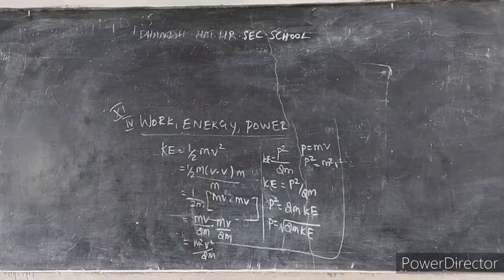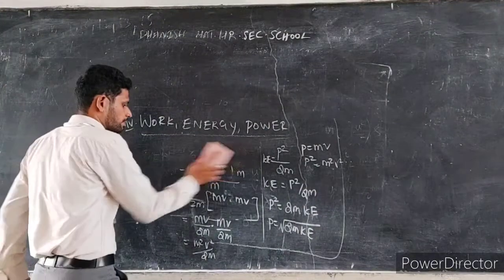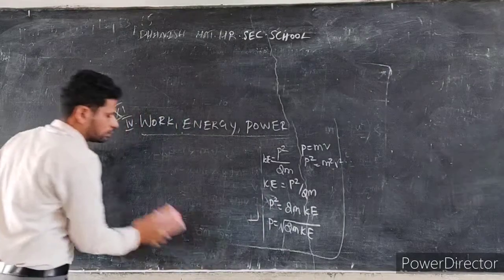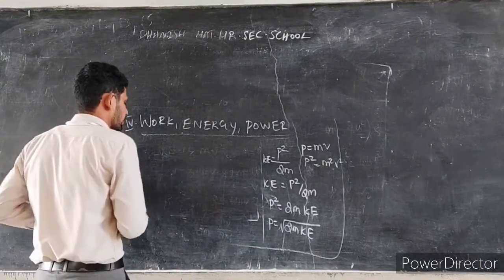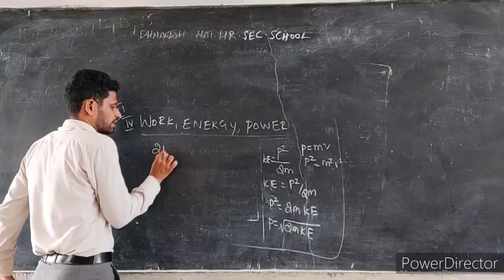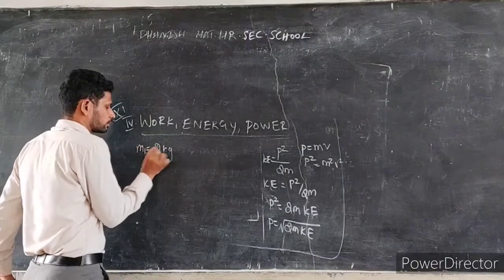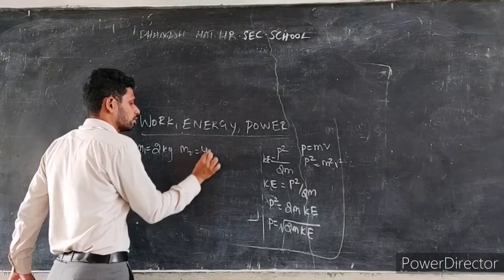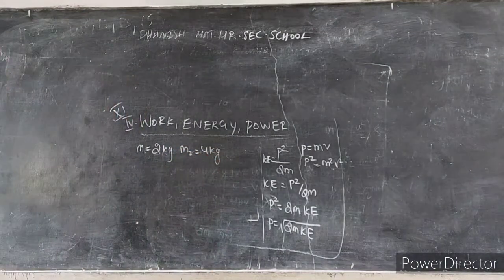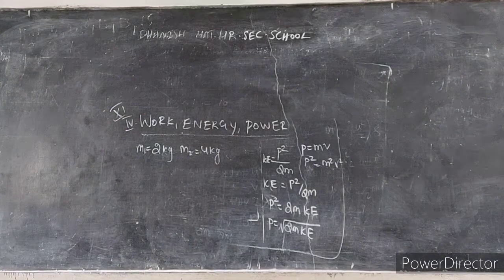For example, 4.7. Two objects of masses 2 kg and 4 kg. There are two objects with masses m1 equal to 2 kg and m2 equal to 4 kg, moving with the same momentum.